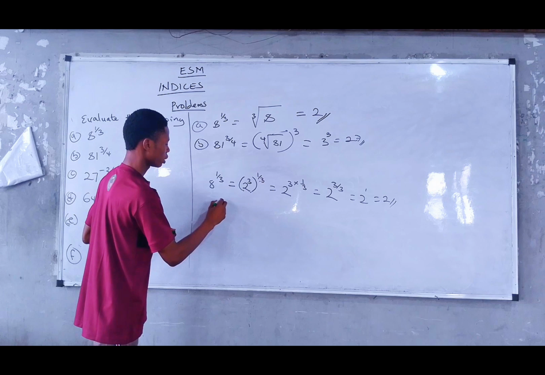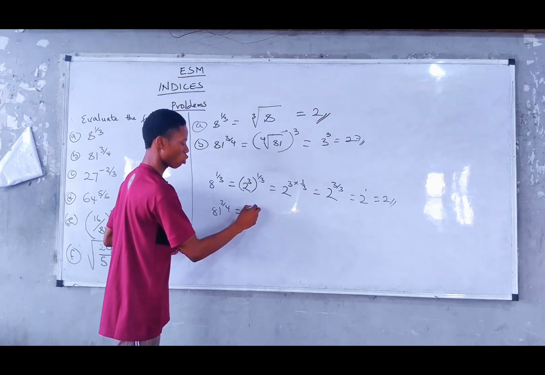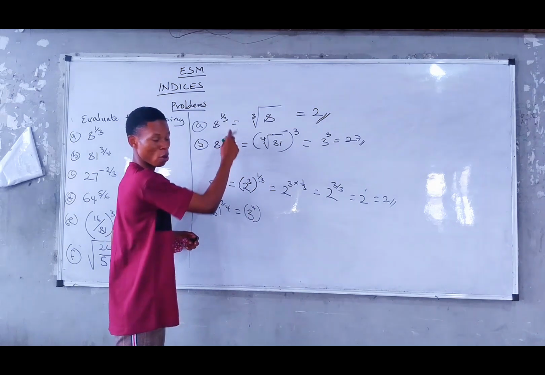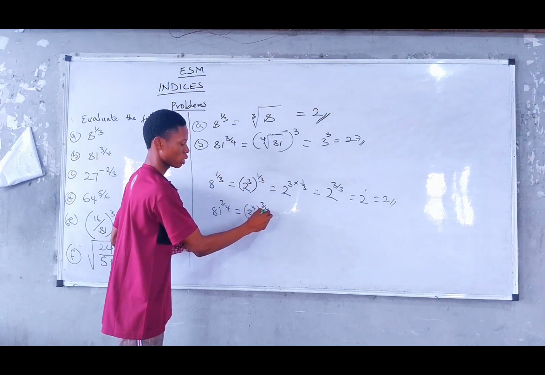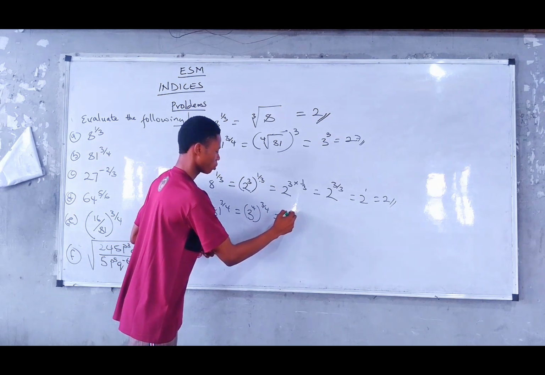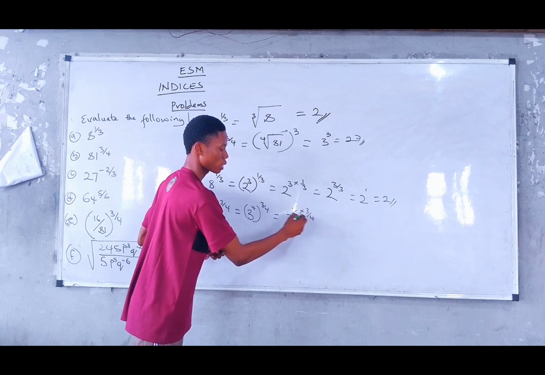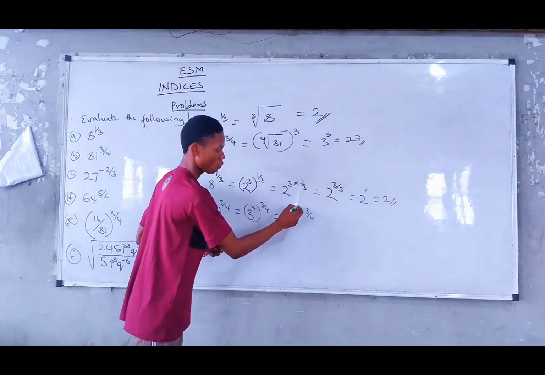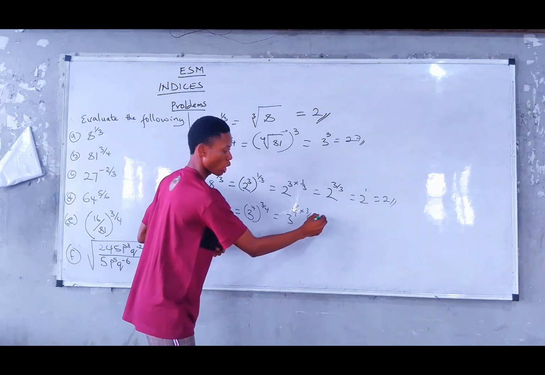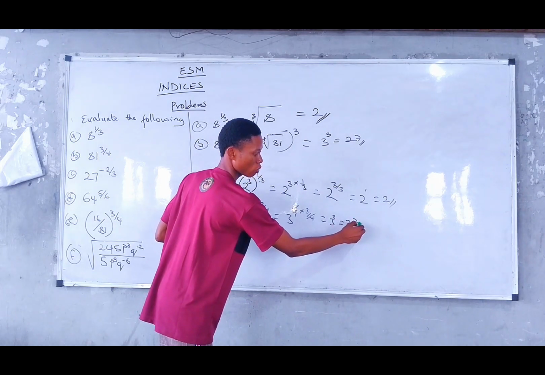81 to the power 3 over 4. This is the same thing as 81 is 3 raised to power 4. And we already have power 3 over 4, right? And the powers are multiplicative. So we have 3 raised to power 4 times 3 over 4, right? This is the same thing as over 1. 4 can cancel 4, is it not? We are left with 3 raised to power 3, right? 3 raised to power 3 is what? 27. The same thing.